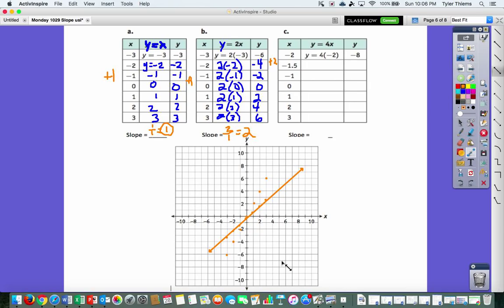So this forms a line again. Make sure it goes through all your points. It should form another straight line. Notice how the steepness of this line is a little bit steeper than our first one. They're both going uphill from left to right because they're positive values. Press pause and try to graph C on your own.